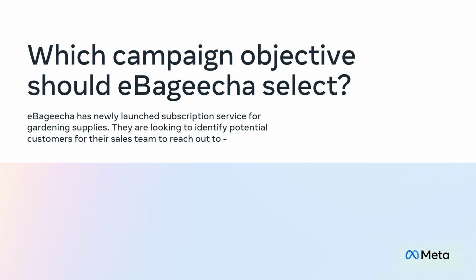Now, think of eBagicha, the business that we've already talked about in our previous videos. Think about it. They've launched a new subscription service for gardening supplies. They're looking to identify potential customers for the sales team to reach out to. If they had to run an ad campaign, which one of these would be their primary objective? Reach or engagement or lead generation or messages?